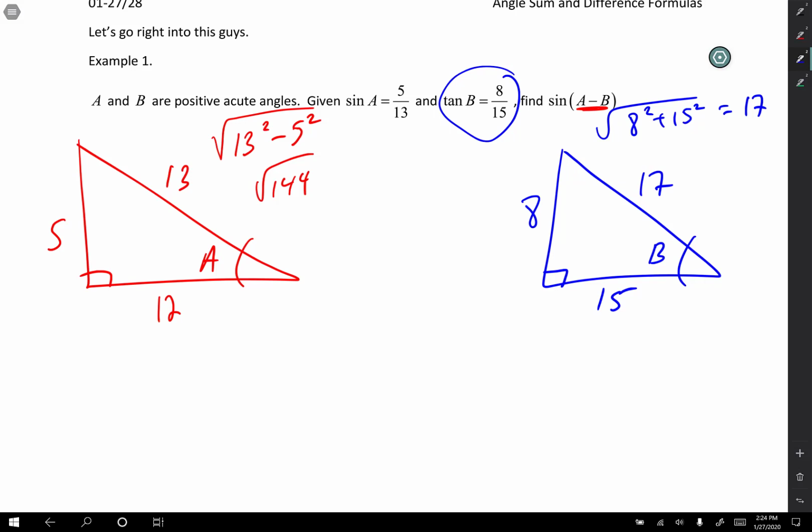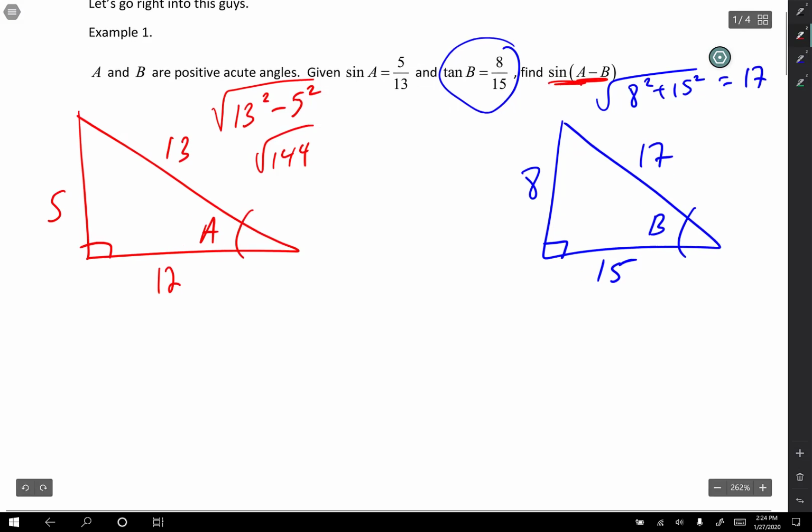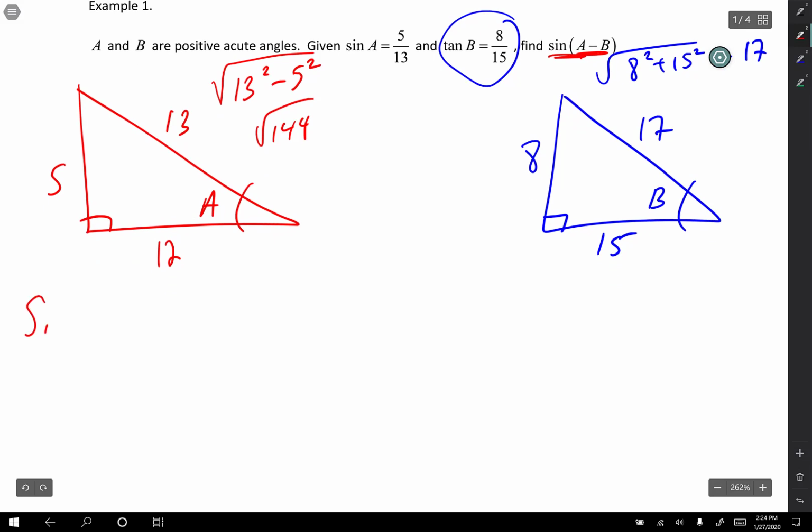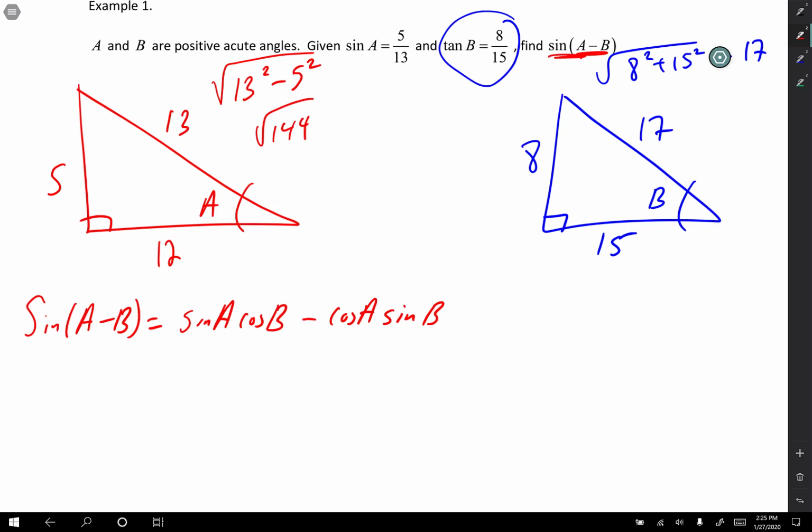And now we know that we got to expand this. So it's saying sine of A minus B. This is all we've been doing last week. So sine of A minus B is, let's see, do you remember what that formula is? Sine A, cosine B minus cosine A, sine B. Yay or nay? All right, from there we're going to get our answers.